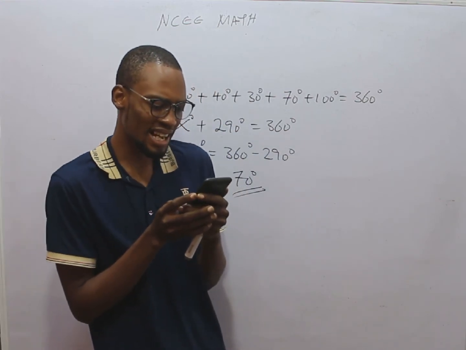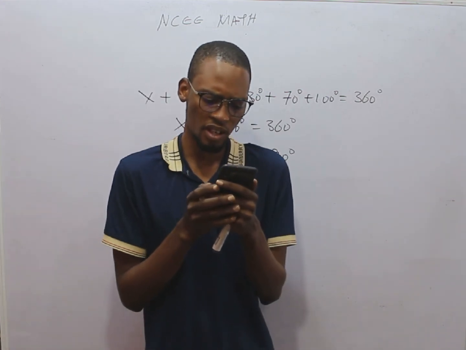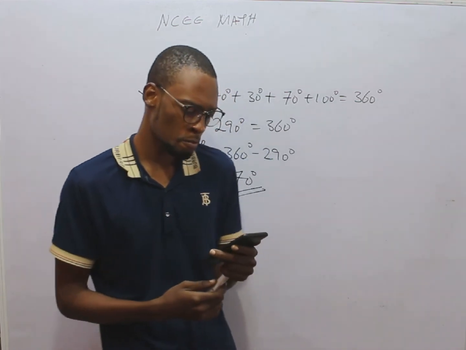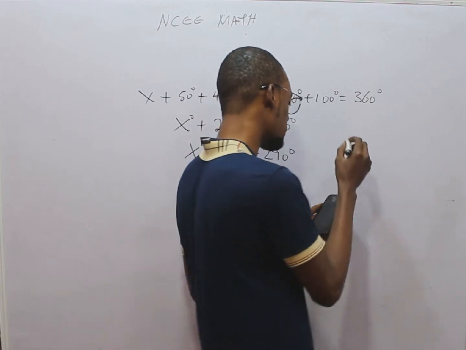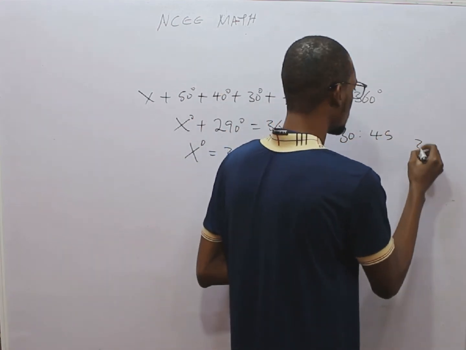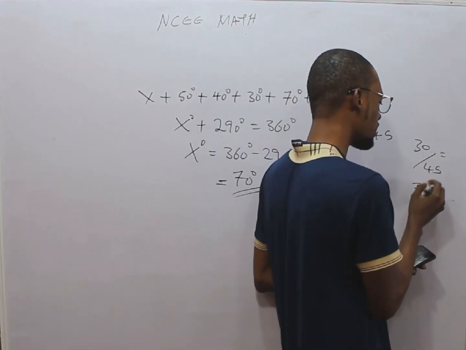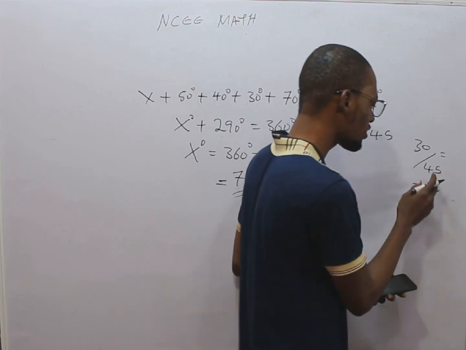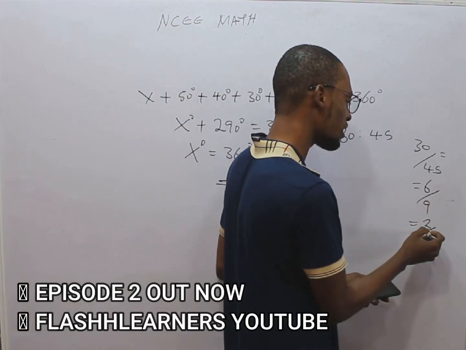And in a class, there are 30 girls and 45 boys. Find the ratio of girls to boys. The ratio is the same thing as division, or you can simply say 30 ratio 45 or 30 over 45. 30 divided by 5 is 6. 45 divided by 5 is 9. 6 divided by 3 is 2. 9 divided by 3 is 3.